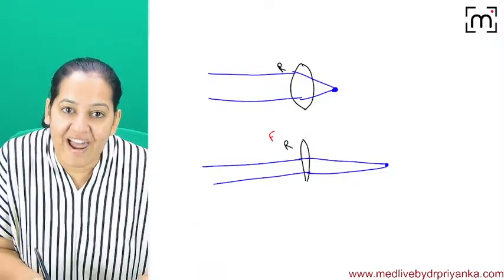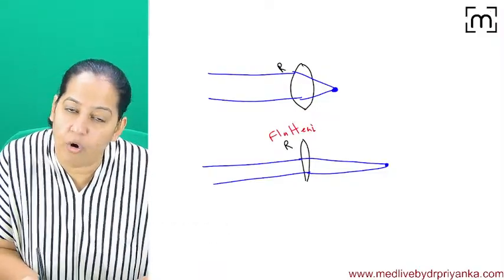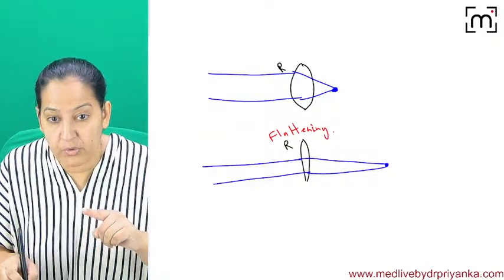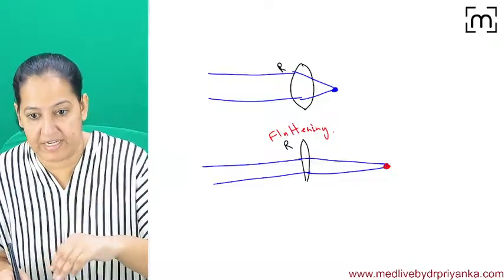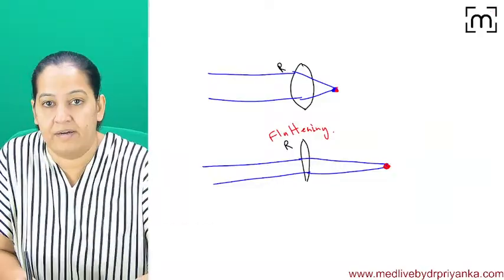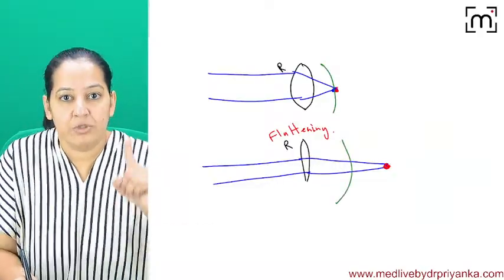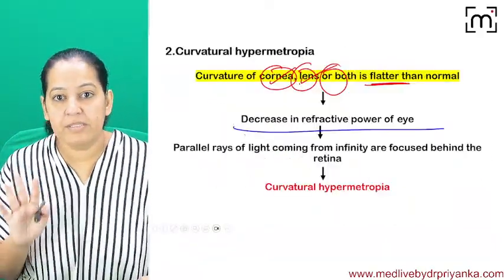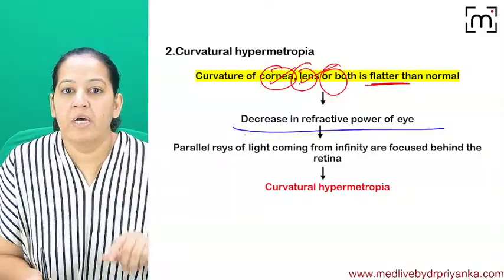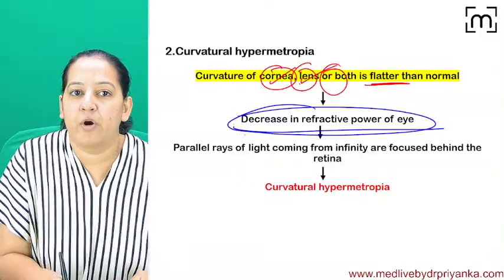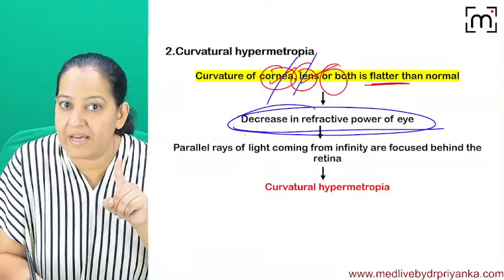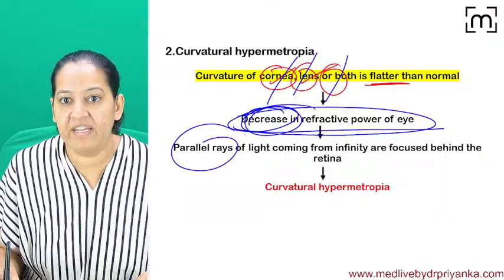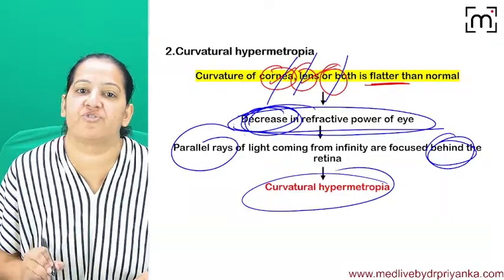Because of flattening of the cornea or lens or both of them, the refractive power of the eye is reduced. That's why the focal point shifts beyond the retina. Here the focal point is on the retina, this is the retina, and here it's beyond the retina. How many of you got it? So this is what we want to say in the form of this flowchart. Decrease in refractive power of the eye because of flattening of the cornea or lens or both. So parallel rays coming from infinity will focus behind the retina, and that is curvatural hypermetropia.